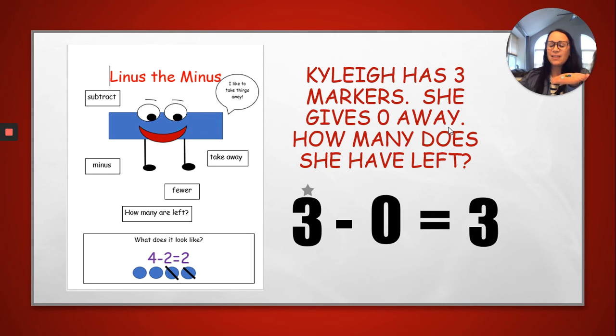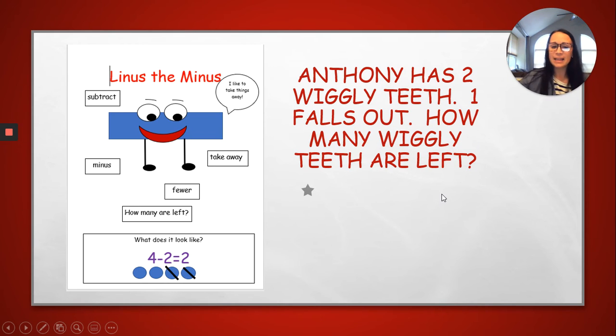If you said 3, kiss your brain. Great job. So anytime you subtract 0, the number is going to stay the same because you're not taking anything away. So 3 take away 0 equals 3. 3 minus 0 equals 3. Great job. All right, let's try it again.